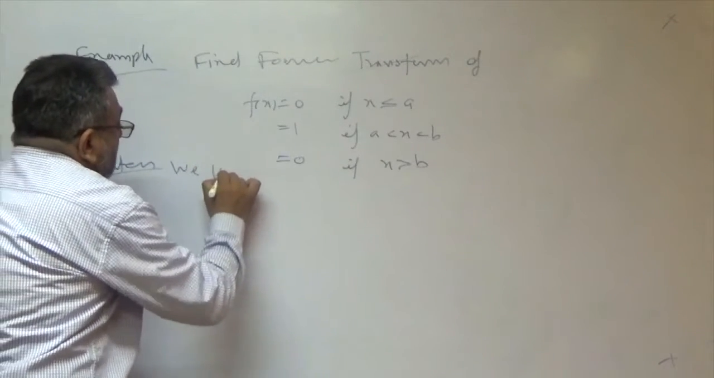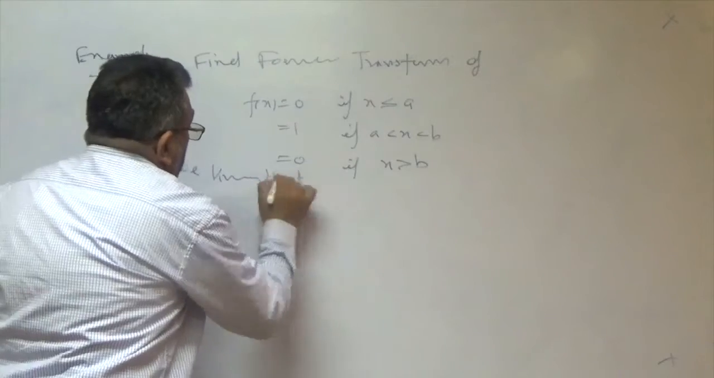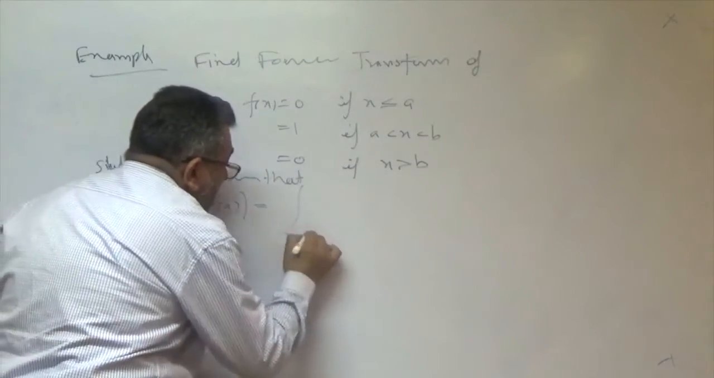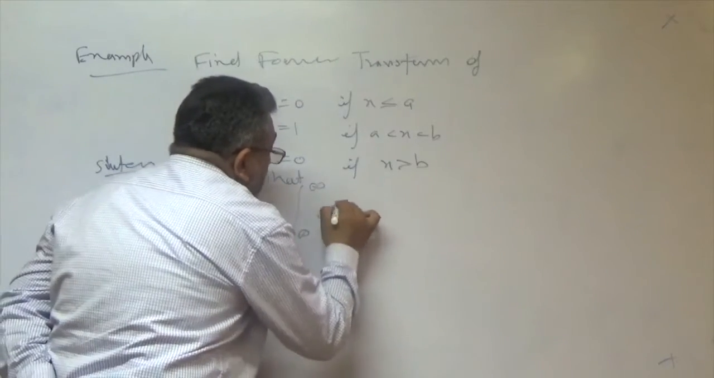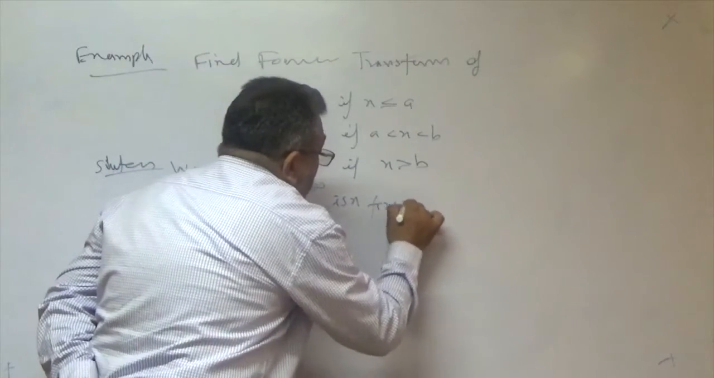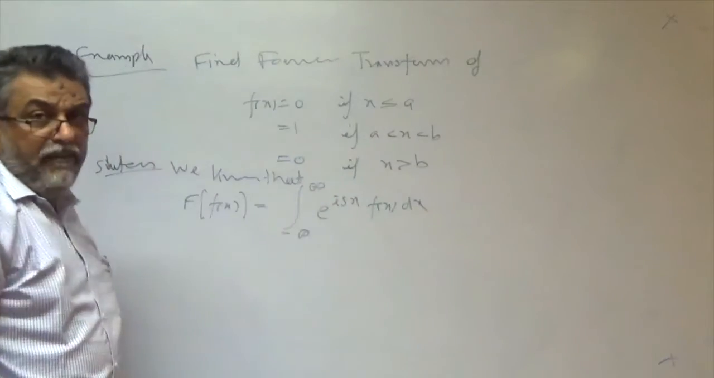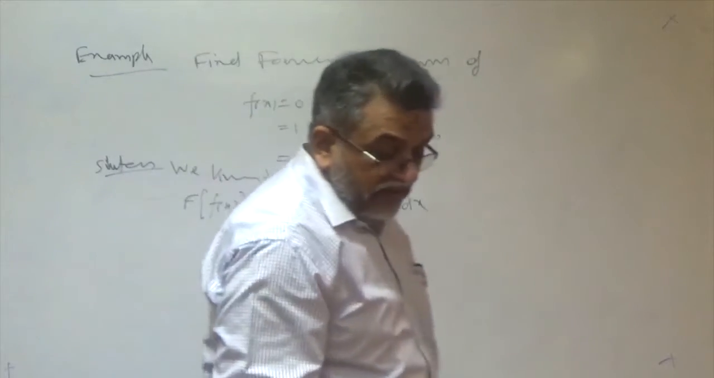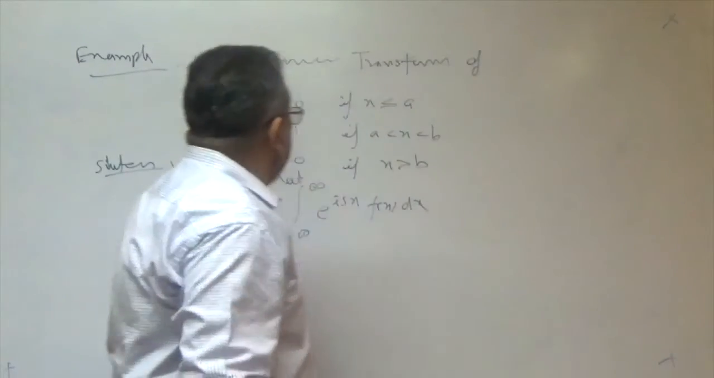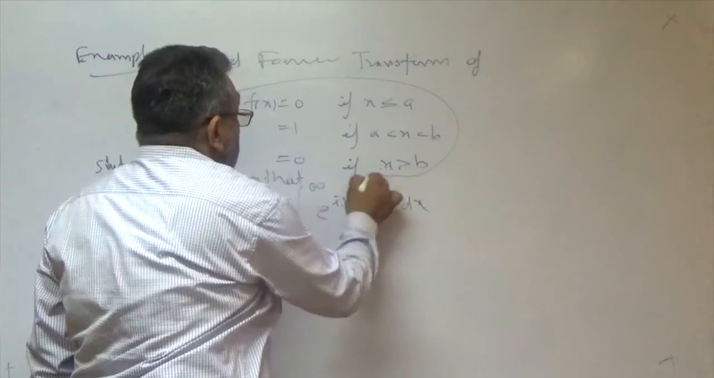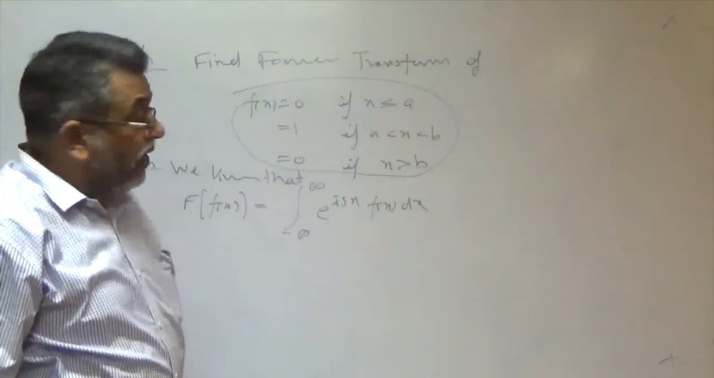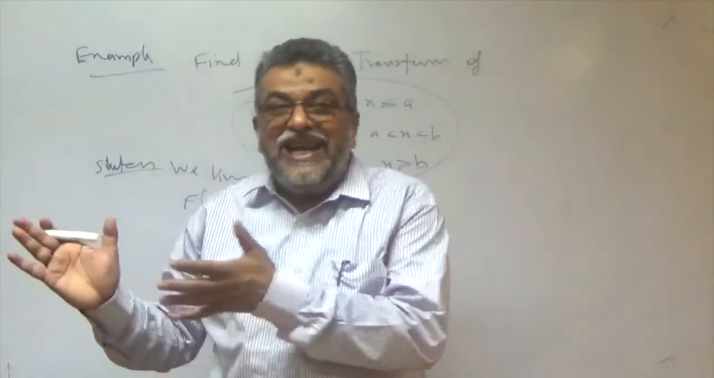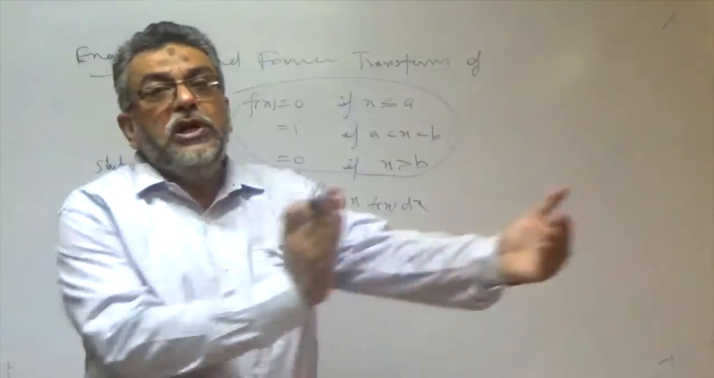We know that the Fourier transform of a function f(x) is defined as the integral from minus infinity to infinity of e to the power isx f(x) dx, right? This is the basic formula. Let me take this formula, but here the function is defined in three parts. Because in the case of the Fourier transform, the function must be defined in the entire region from minus infinity to plus infinity.